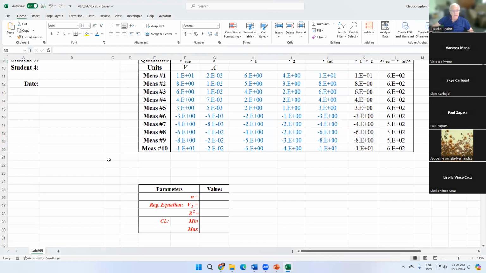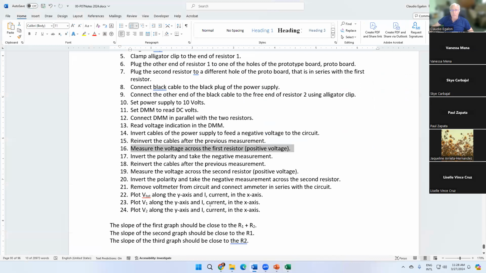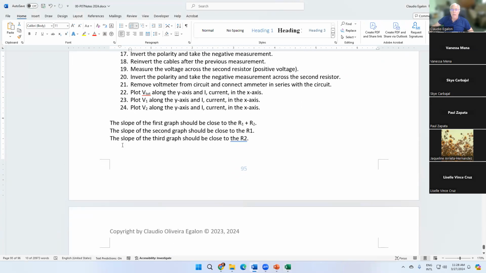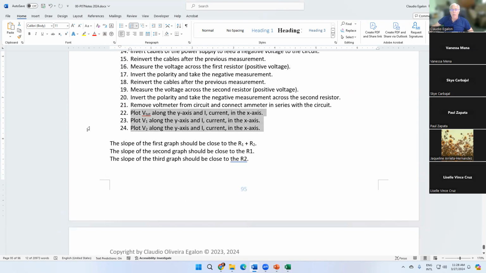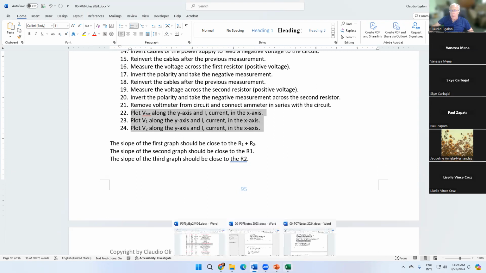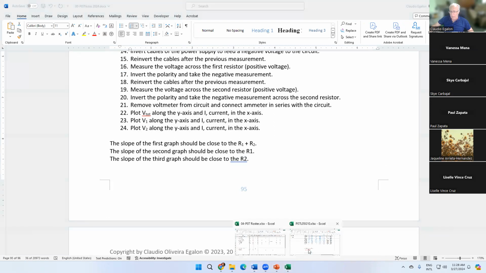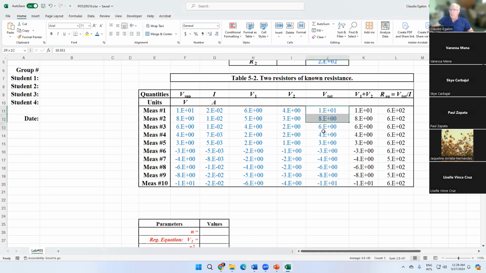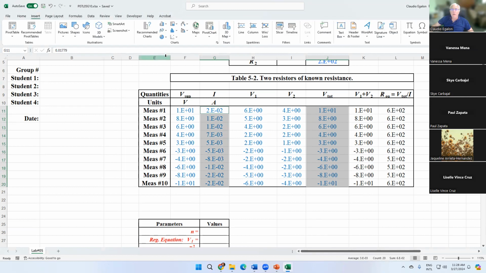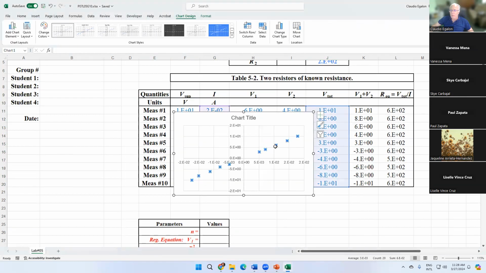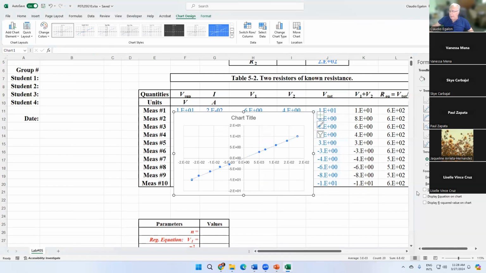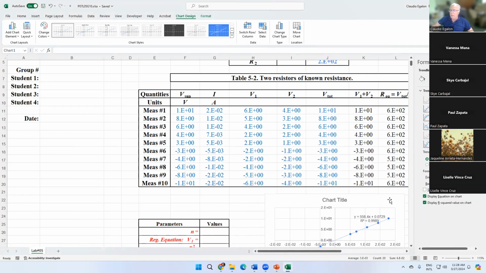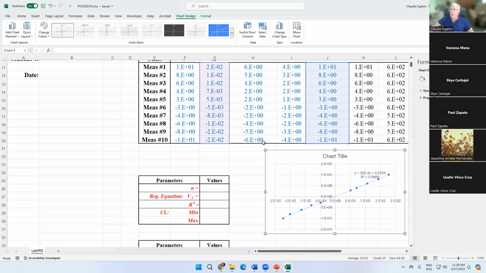What do we do next? Let's go to our notes. You have 3 graphs to plot. V total along the y-axis and I current along the x-axis. Insert. You go. Straight line, trend line, R square, right? That's one.